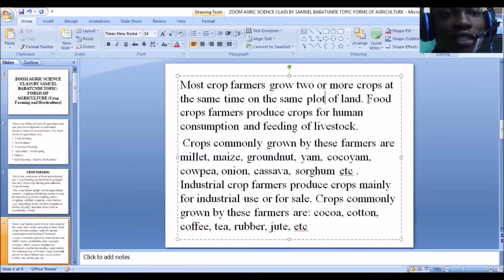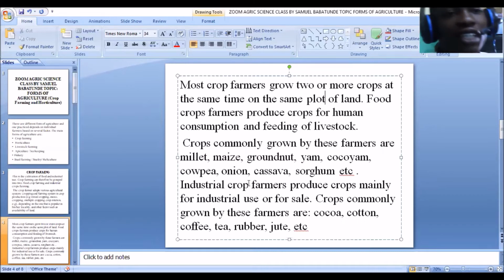Now, crops commonly grown by farmers for consumption include the millets, the maize, the groundnuts, the yam, cocoyam, cowpea, onion, cassava, and sorghum. If you notice, all these crops I just mentioned are actually required for consumption. These foods are consumed by either humans or livestock. So the sole aim of food crop farming is production of food for human consumption and livestock consumption.